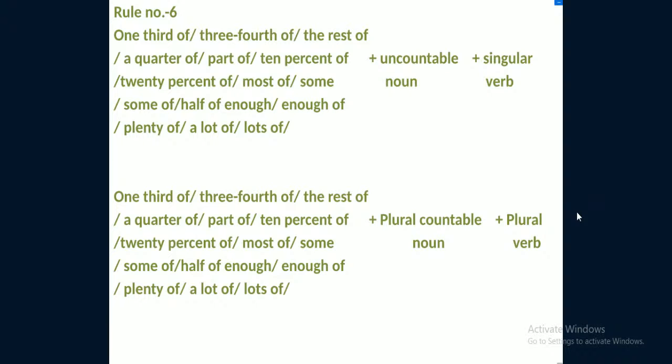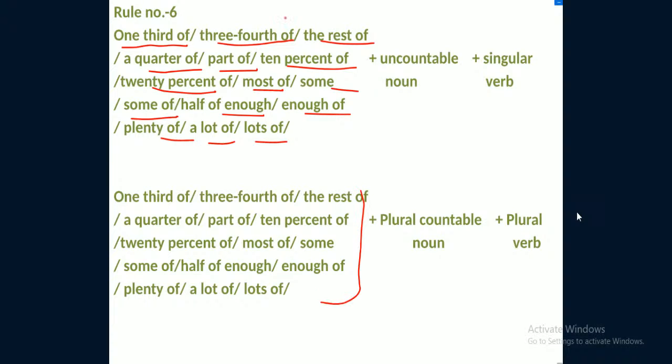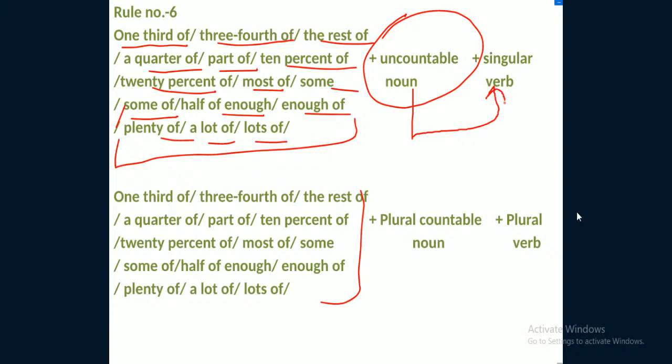Okay, so here certain words are given: 1/3 of, 3/4 of, the rest of, a quarter of, part of, 10% of, 20% of, most of, some of, half of, enough of, plenty of, a lot of, lot of. So the same words are mentioned here and the same verbs are mentioned here. Now, what this rule says is that if these phrases are followed by uncountable noun, then a singular verb will be used. We now learned that with uncountable nouns, we use singular.